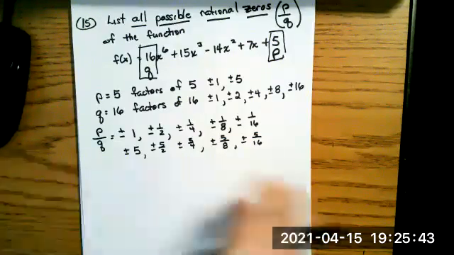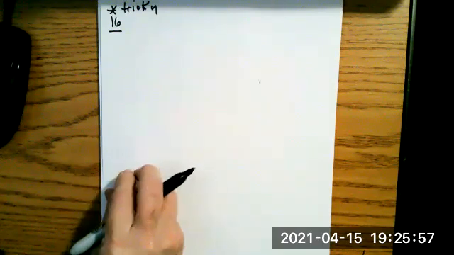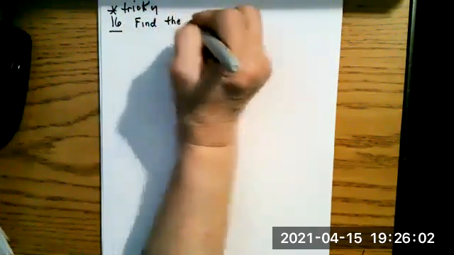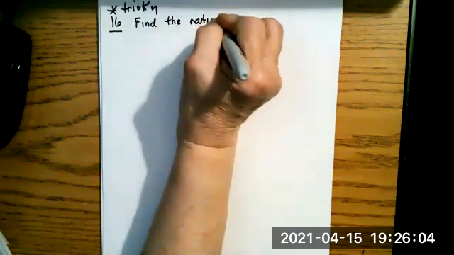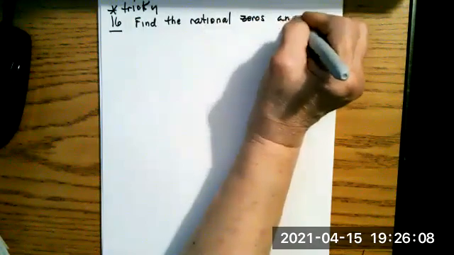Okay, let's go to the next one. This number 16, you need to put a star on. It is tricky. Number 16 is going to be a tricky problem. Let's look at it. Number 16 is find the rational zeros and then the other zeros.